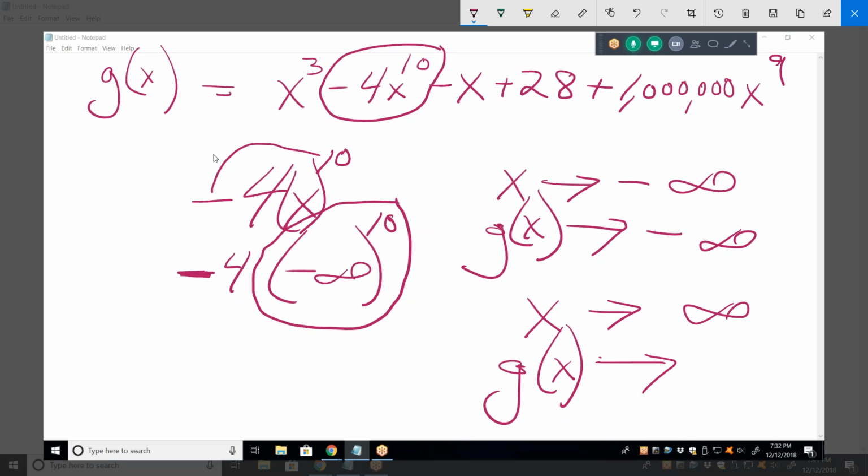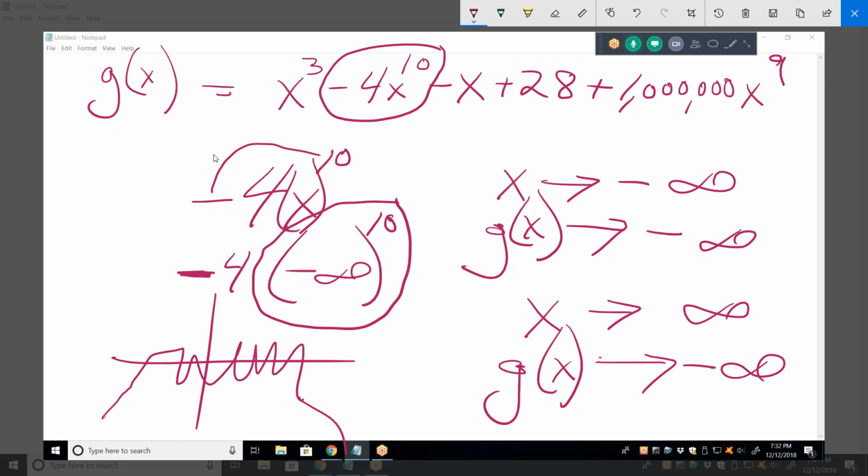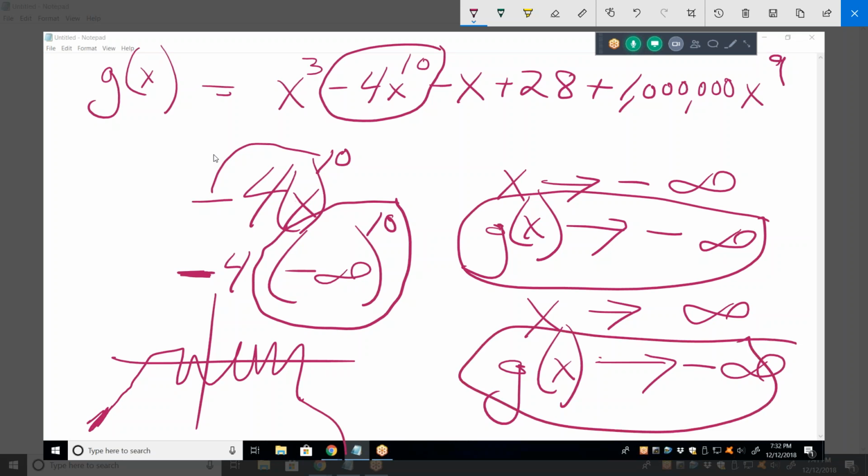It stays negative infinity. What that means graphically is that it starts from down there. You might have 9 squiggles in there, but it ends up going down there also. In other words, it starts from down there, and it ends down there also.